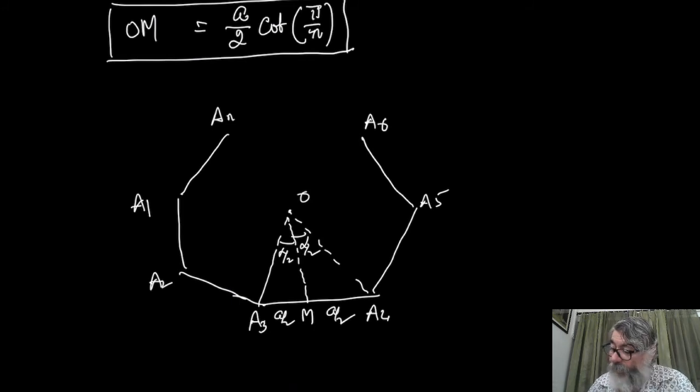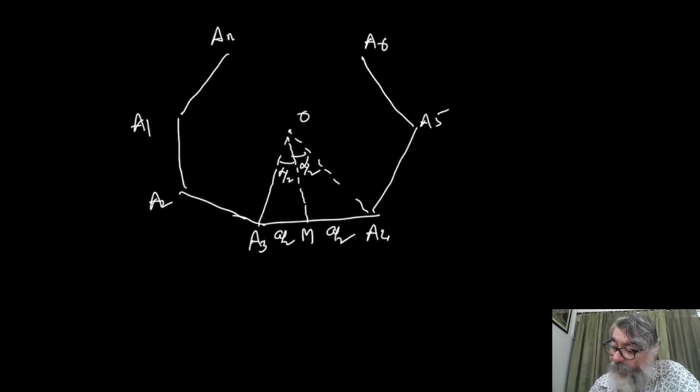I need to calculate the distance OA now. What is the distance of the vertex from the center of the polygon? So in this, what are we going to do? In triangle OA3M, what am I going to write?